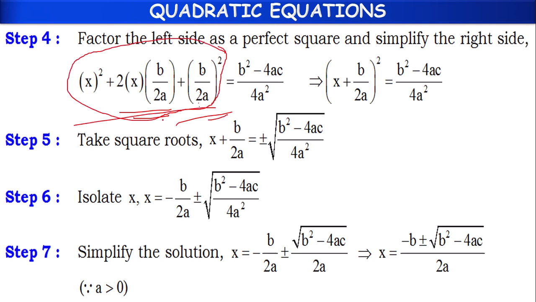The left hand side part can be written as x square plus 2 into b by 2a into x plus b by 2a whole square, which in shortcut can be written as x plus b by 2a whole square. So the left hand side we have written like a square.